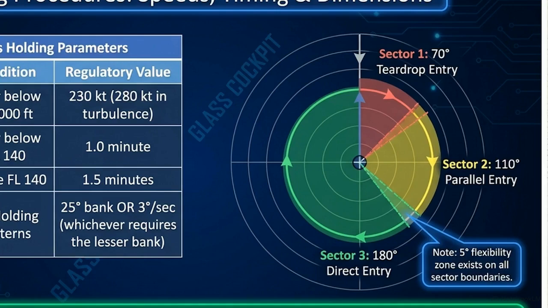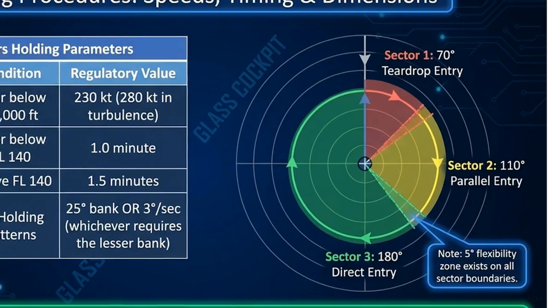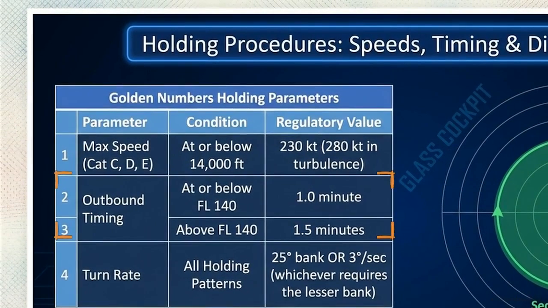Moving to this radar diagram, we see the geometry of holding procedures. Based on your heading, you must execute either a parallel, offset, or direct entry into the hold, with a 5-degree zone of flexibility on the sector boundaries. Inside the hold, outbound timing is capped at 1.0 minute at or below flight level 140, expanding to 1.5 minutes above it. Speeds are similarly capped to contain the turn radius.